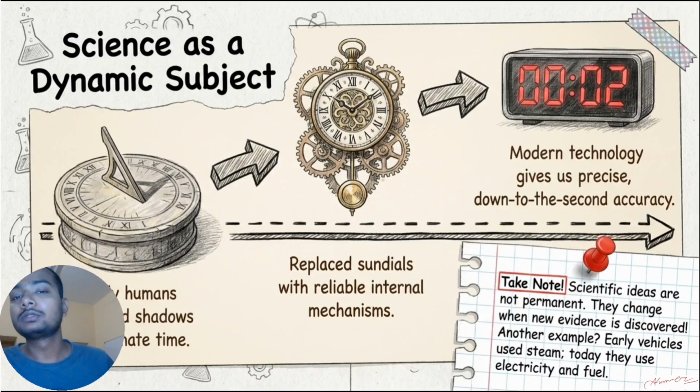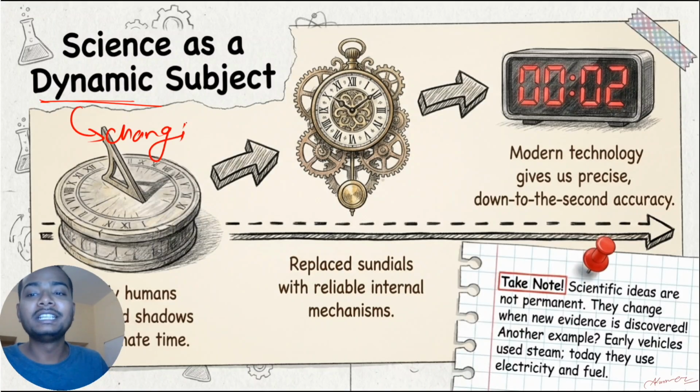Now, this is also an important question. The question may come like this: why is science called a dynamic subject? Dynamic means changing, ever changing. Let's talk about technology. Whatever technology you were using 10 years back, are you using the same technology today? No, I guess, right?